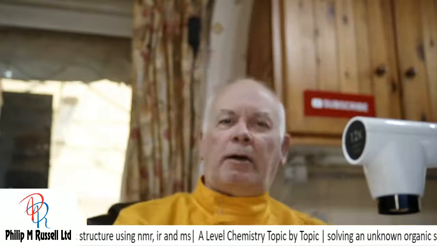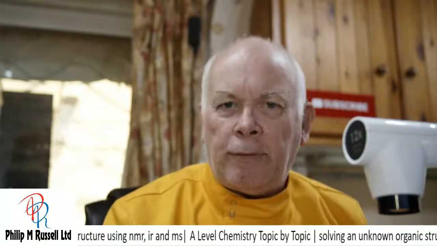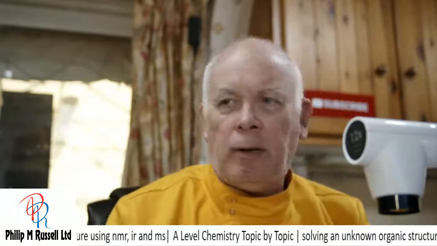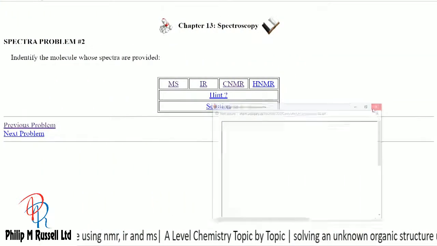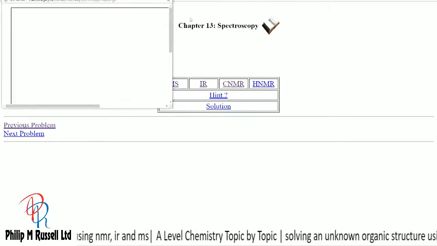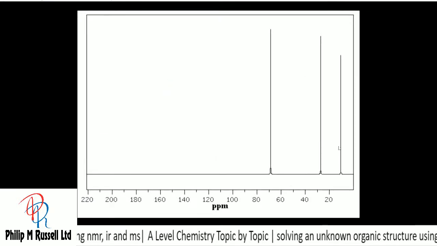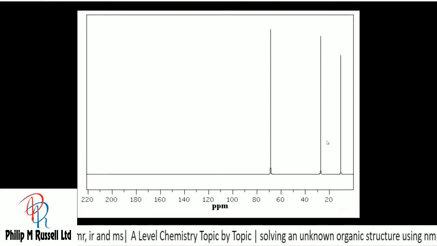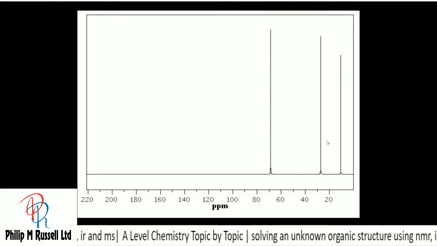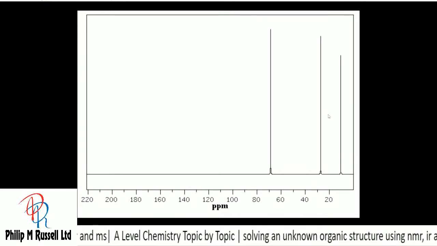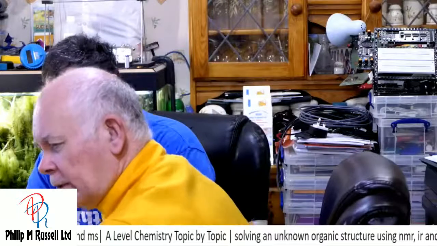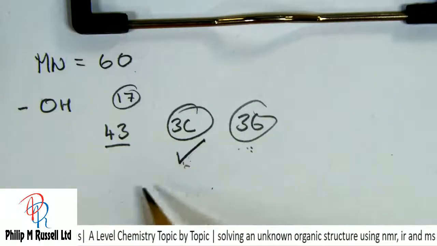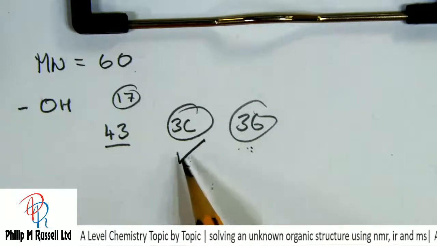So if we want to have a look at the number of carbons, we want to go and have a look at the carbon NMR. So if you just call up the carbon NMR, and we've got 3 there. So that's confirmed the mass spec. It's all confirmed. So what I've done here, I tick my 3 carbons. We know we've got 3 carbons.